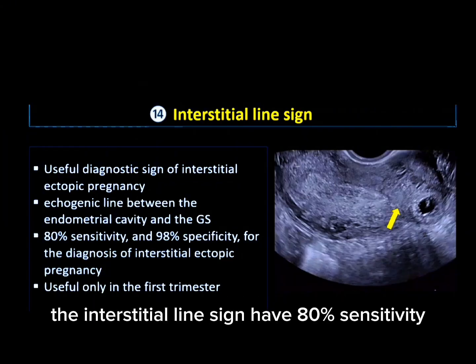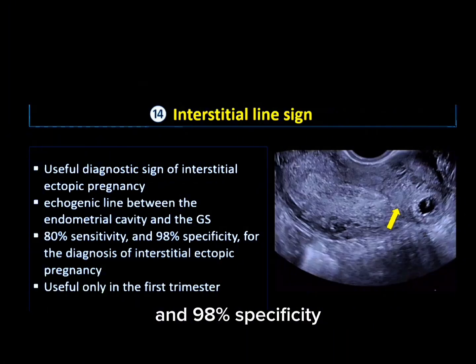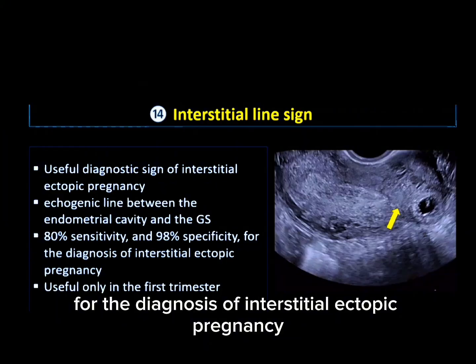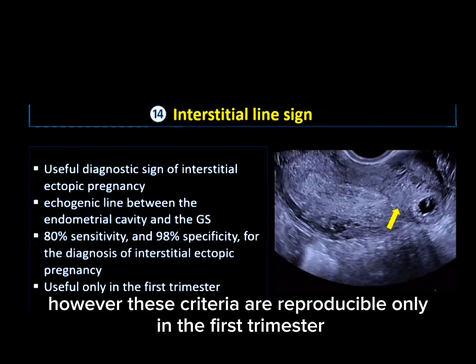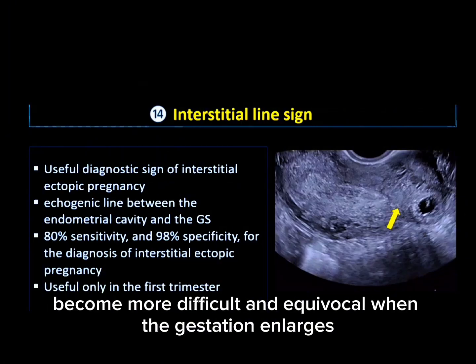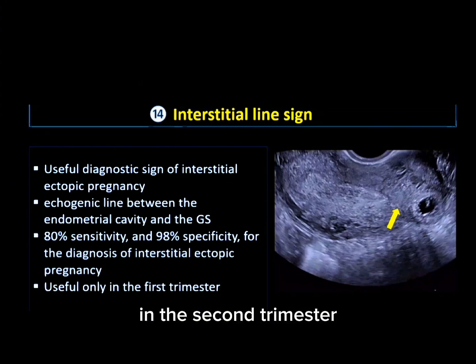The interstitial line sign has 80% sensitivity and 98% specificity for the diagnosis of interstitial ectopic pregnancy. However, these criteria are reproducible only in the first trimester, and the diagnosis becomes more difficult and equivocal when the gestation enlarges in the second trimester.